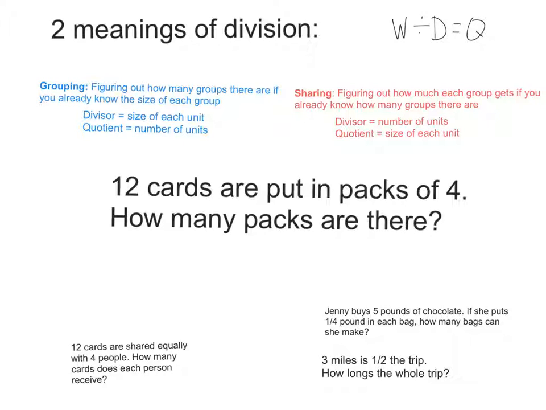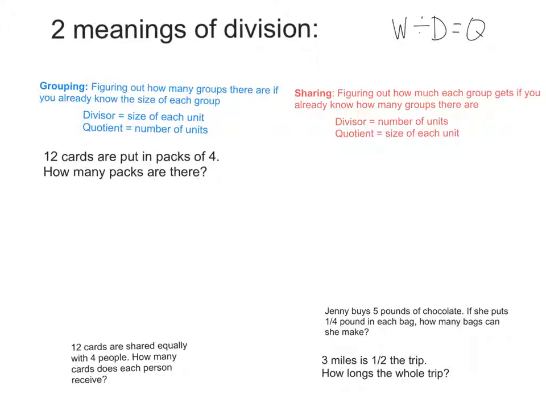But are we trying to figure out how many groups there are, or how much each group gets? We're trying to figure out how many groups there are. We already know that each pack of cards will have how many cards in them? 4. We know that, right? What we don't know is how many packs there are, because the question asks how many packs there are. So if we think of a pack like a group, are we trying to figure out how many cards are in each group, or how many groups there are? How many groups there are. So is this grouping or sharing? Grouping, nice. Let's put it on the grouping side here.